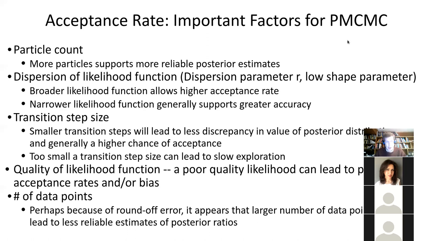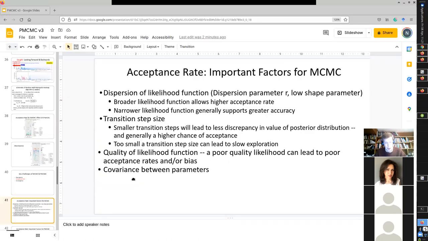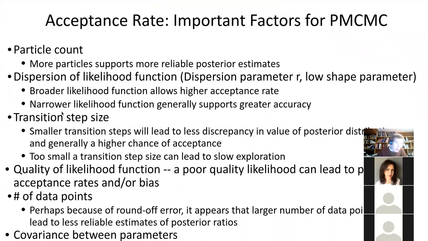I want to talk about PMCMC. With PMCMC, we have all of these things that we just had, but we have one other thing as well. By the same token, I should copy this one into here. With PMCMC, beyond the dispersion and the step size and the quality of likelihood function and covariance, there are actually two other things we found quite important. The first is the particle count. You may say, what? Why does particle count matter? Well, it does. And the reason it does seems to be that the number of particles impacts the quality of the posterior estimate.